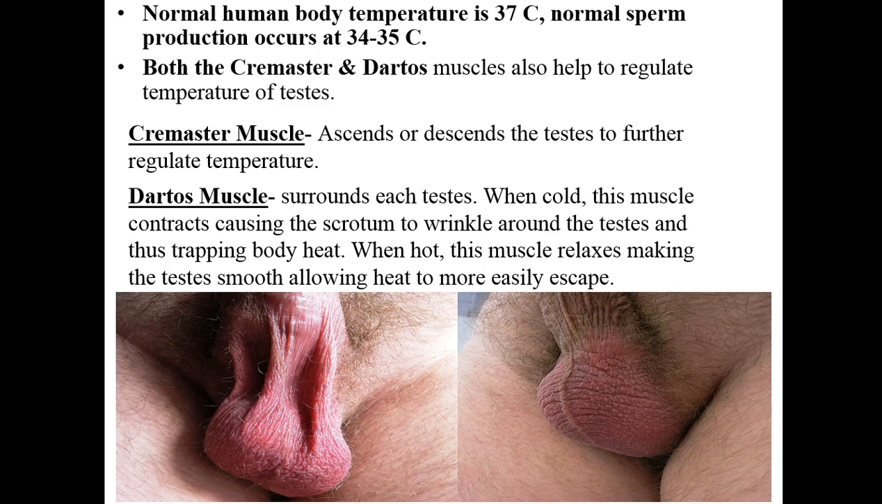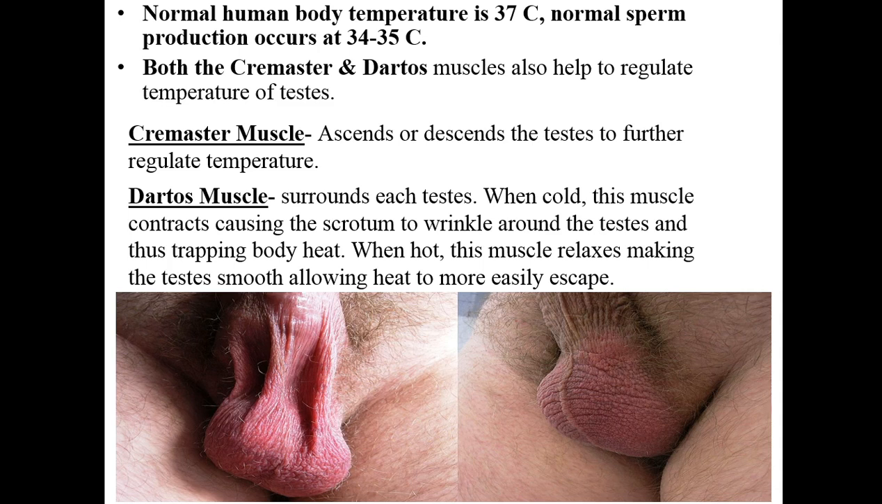And so another way that we can help control this is through the cremaster and the dartos muscles, and how they can help further regulate the temperature of the testes. So we've got the pampiniform plexus helping, and now we've also got the cremaster and the dartos muscles helping to regulate temperature. Now the cremaster muscle does it by raising or lowering the testes. If it's cold, they're going to pull the testes up closer to the body cavity so we can get that temperature where we want it to be. Or if it's hot, they're going to move the testes further away from the body cavity to get to that optimal temperature that we want.